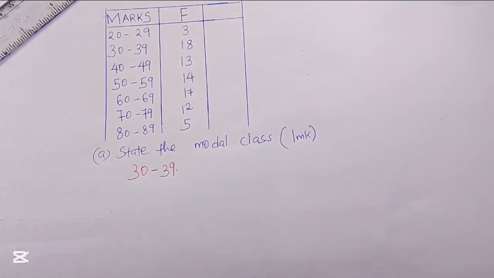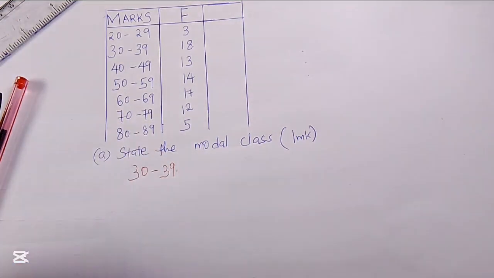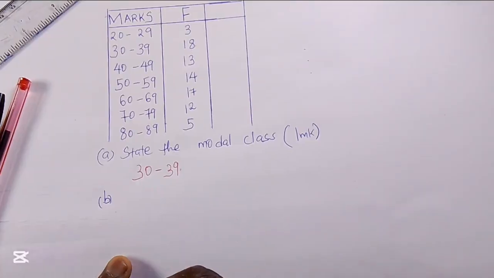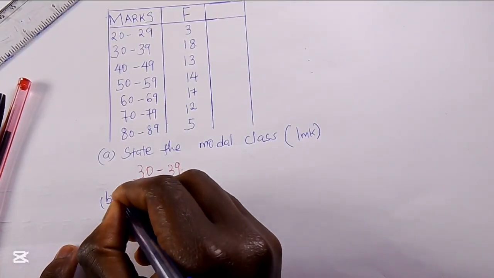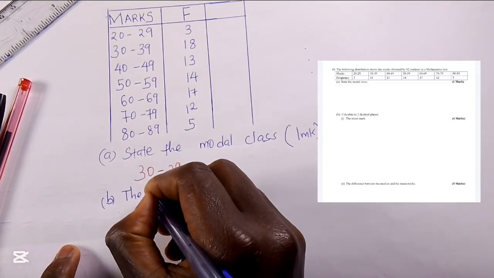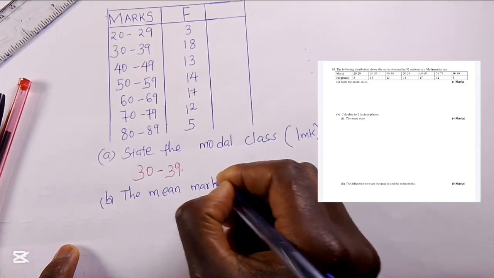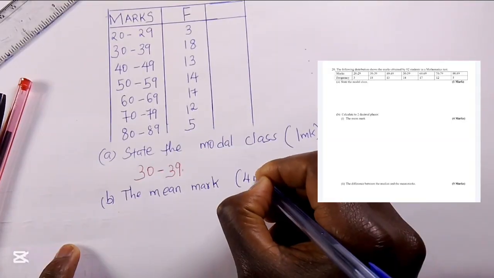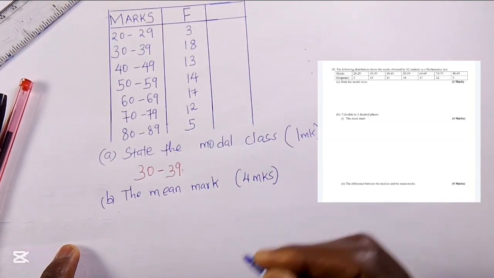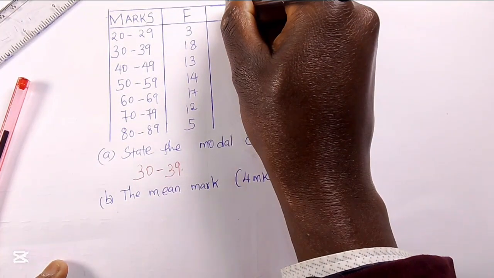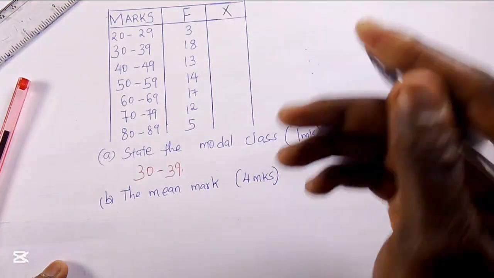Part B of our question is asking, calculate to 2 decimal places the mean mark, 4 marks. The mean mark, that is 4 marks. And for us to find the mean mark, we are going to determine the column X.